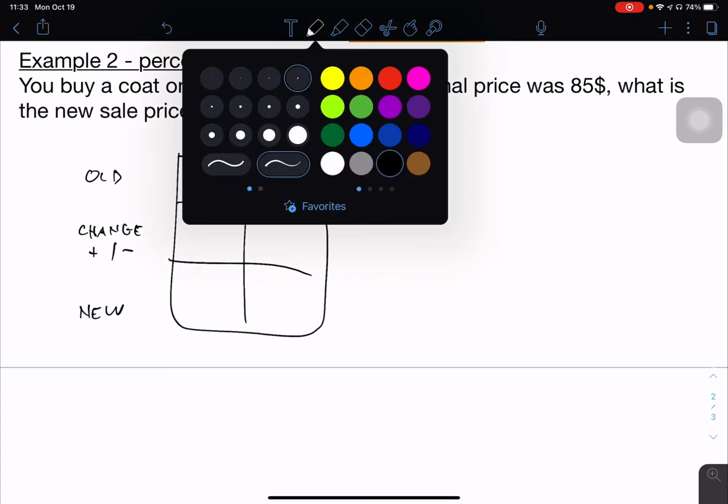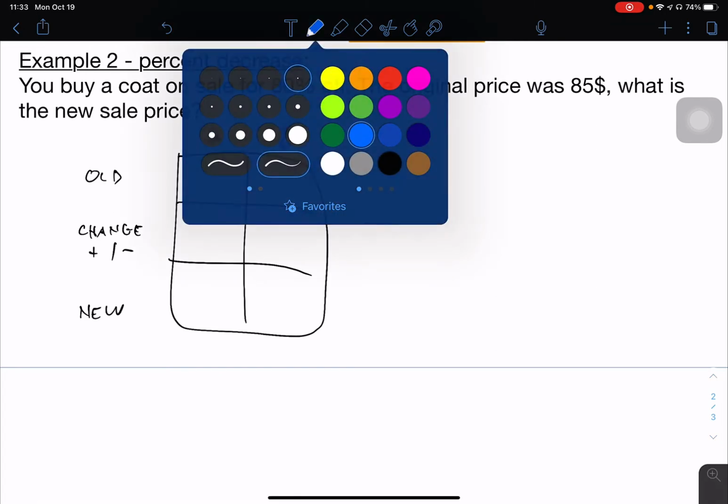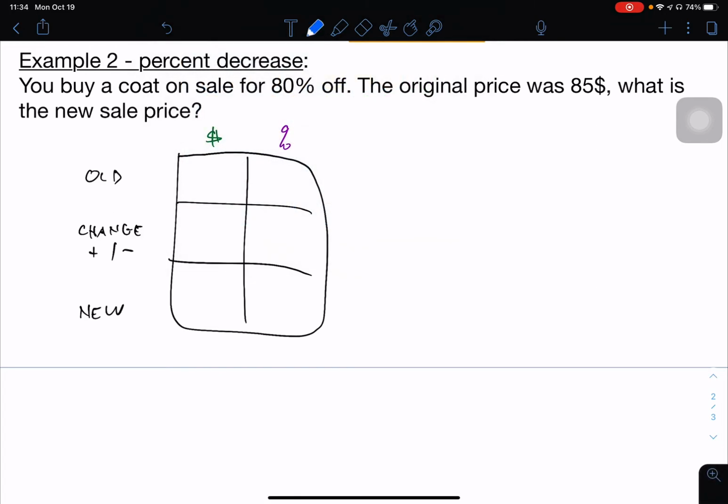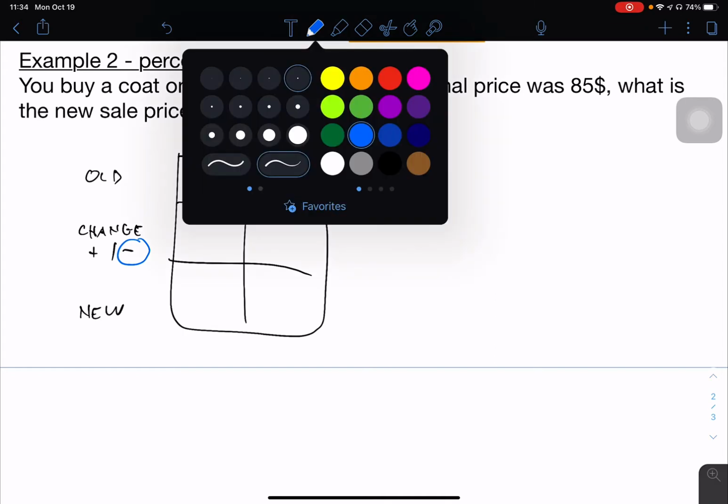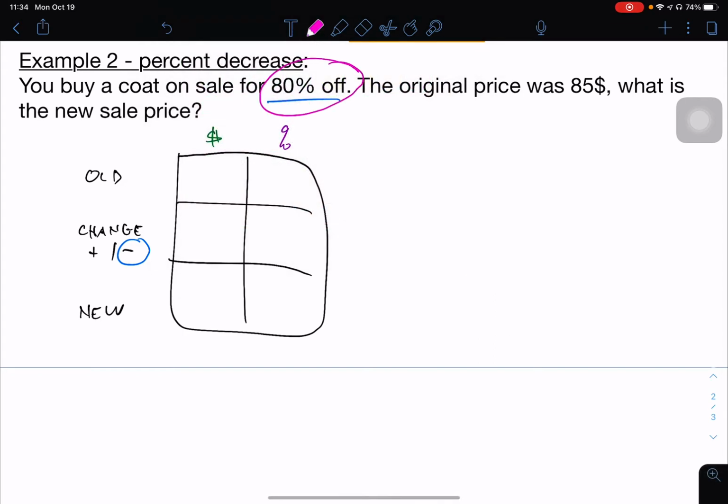But I can already tell you, since we're saying that, hey, let's do a percent decrease, 80% off, you know that this is going to be a subtraction, right? So what will happen is that we're going to have some kind of subtraction or decrease of the problem. So let's use the information that we have here. Again, we have 80% off, original price, what is the new sale price?